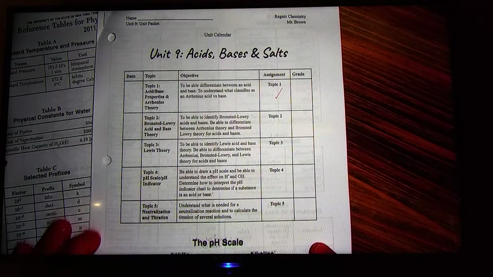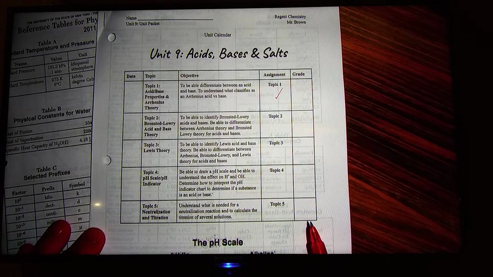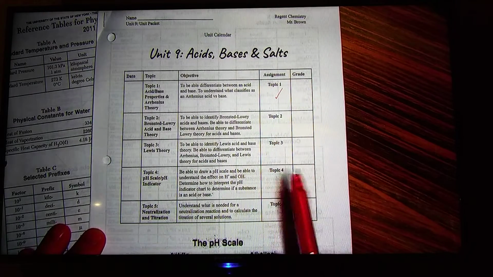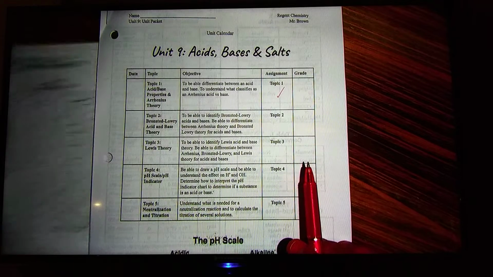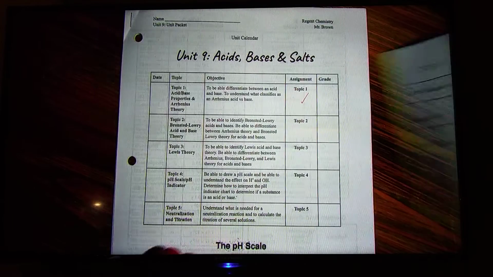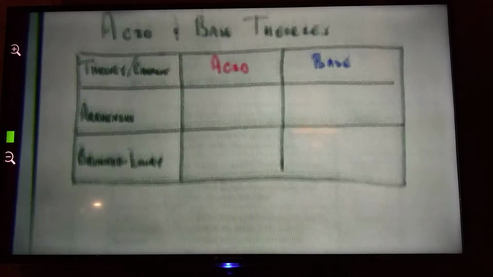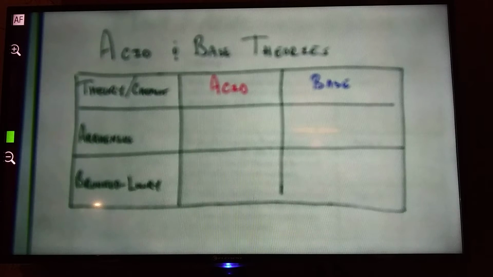So here's a unit packet. We did topic number 1. Hopefully you had a chance to do the topic number 1 questions. Topic number 2 we're going to work on today for a little class session. Before I get to that, I do want to go through this little chart that I made. I put it in the guided notes as well. Clear that up a little bit.